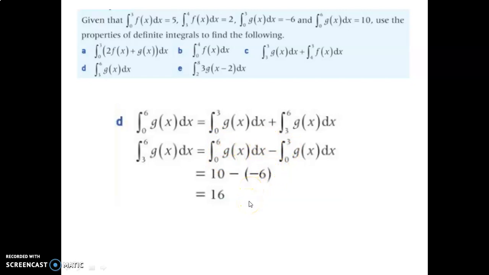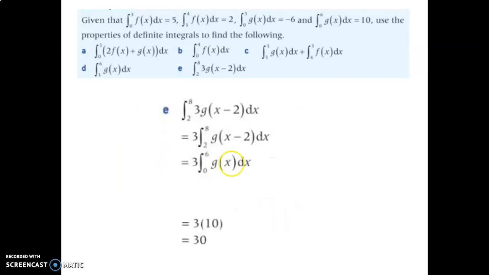And finally, try E. Okay, E, again, there's a shift. Let's take a look. First of all, you can remove the 3. And then that x minus 2 tells you there was a shift 2 units to the right. So imagine this one is like the g function shifted 2 units to the right. So here's the g function now, and notice the boundaries we've shifted 2 units left because we're taking it back from this one to this one. And we know that value is 10, so we can get that answer there.